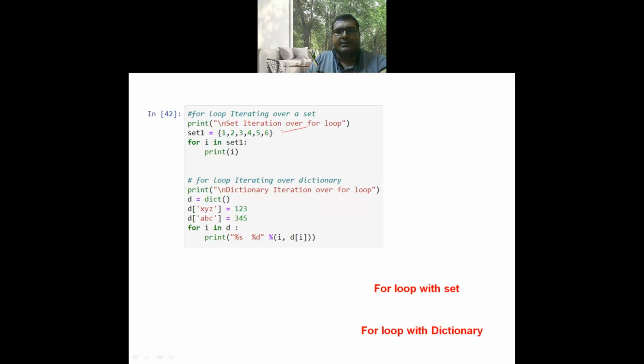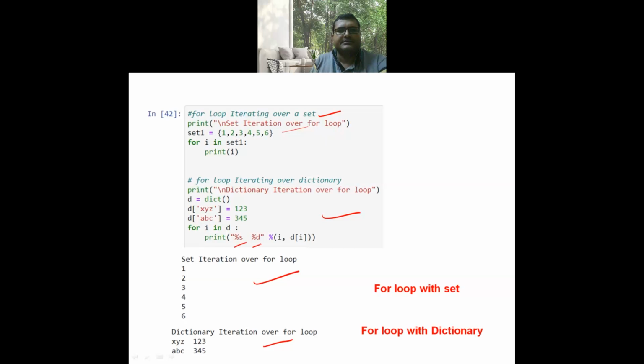Looping with iteration variable as set. Looping with iteration variable as dictionary. Just go through the sample programs. Output of the first program, output of the second program. Here percentage d is a formatting style.